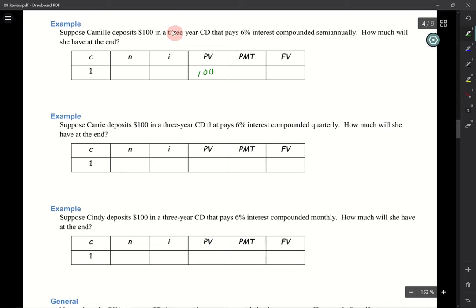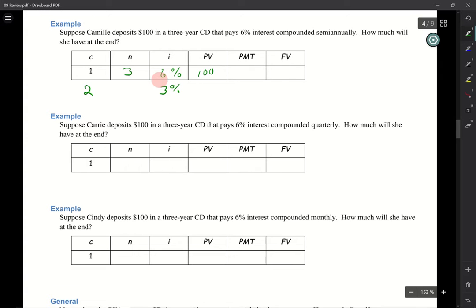3 years, so we're talking about 3 years. And it pays 6%. And now we have to do the compounding semi-annually, so we have the second row. And remember, when we do the semi-annual compounding, the interest rate is not this full 6%, but it's half. So we basically take the interest rate and halve it.